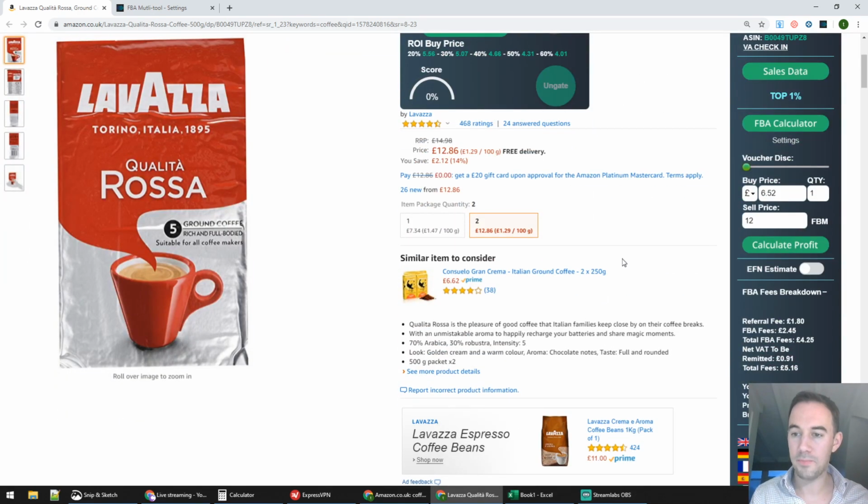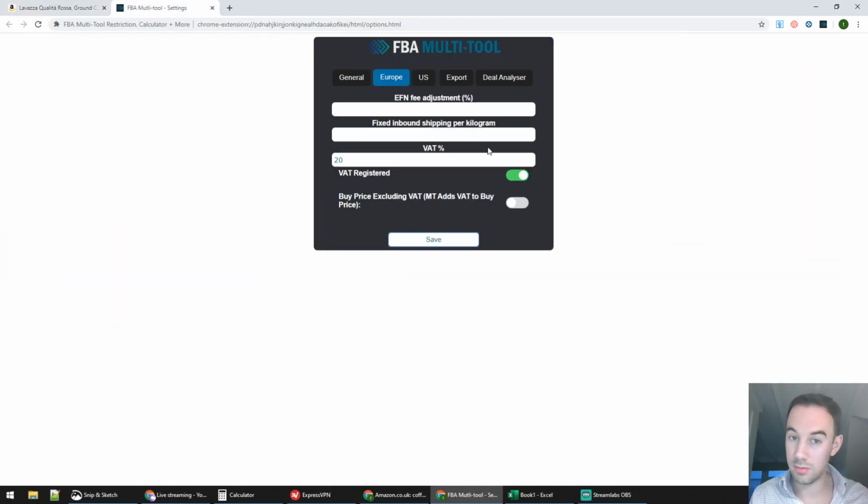I'm going to make sure my VAT settings are right. There you go. Very important. There's no VAT on this. Oh, I am VAT registered, but there's no VAT. This is not going to work properly. Get your understanding right.